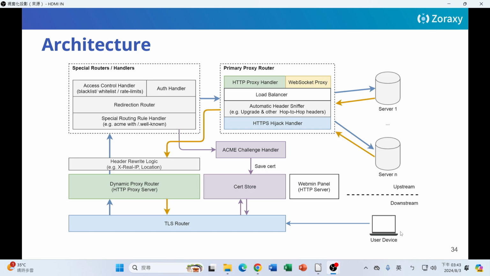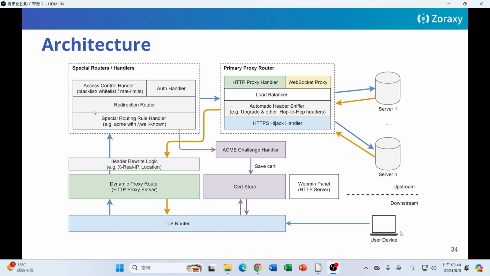And this is the overall architecture of Zoraxy. It's a little bit more complex compared to a traditional reverse proxy server, but I will go through it quickly. First of all, you have your user device, like your browser or your smartphone here. It goes to a TLS router, which will automatically pick the certificate that matches your request hostname. Afterward, it passes through something called the dynamic proxy router. Why it's called dynamic, I'll talk about in the following subsections.